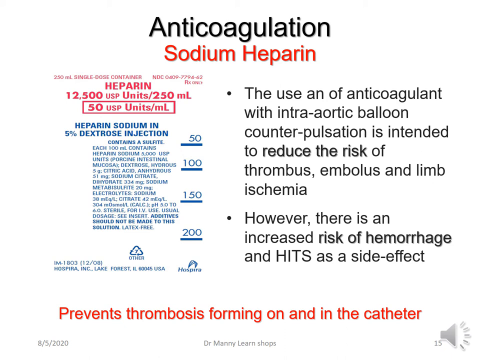However, it must be remembered that there is an increased risk of hemorrhage as well, and contracting heparin-induced thrombotic thrombocytopenia syndrome as a side effect. So coagulation profile should be reviewed on a regular basis. But the primary purpose of anticoagulation is to prevent thrombosis formation on or in the catheter.